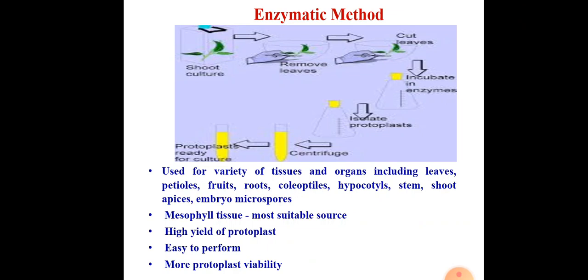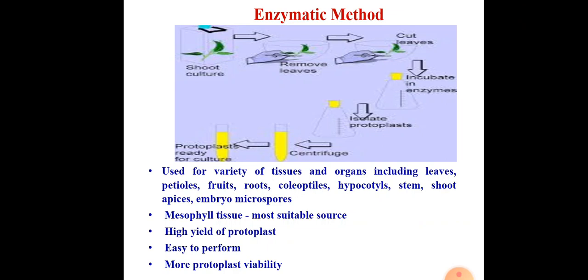Then we have to incubate the enzymes and isolate the pectinase, and we have to allow for the centrifugation, and we have to collect the isolated protoplast. In this method, a variety of tissues and organs are used, including the leaves, petioles, fruits, coleoptile regions, hypocotyls, stem, shoot apexes, and embryos. Also we can have some microspores in this method.